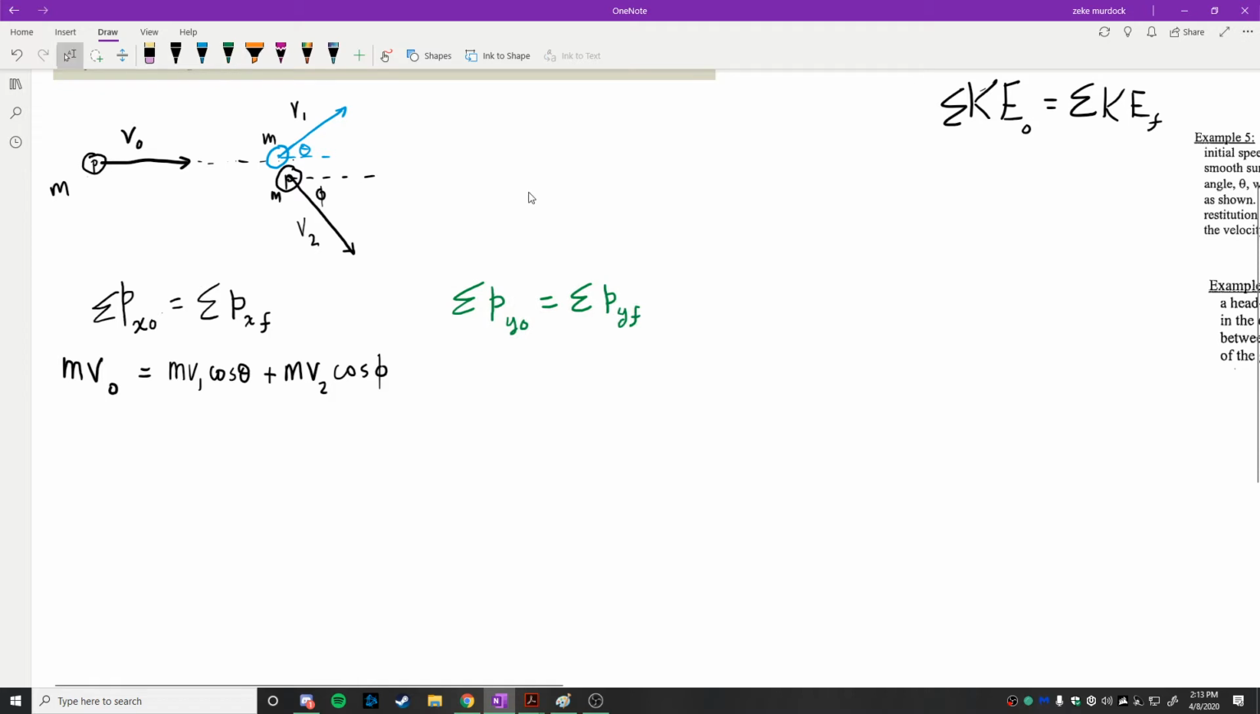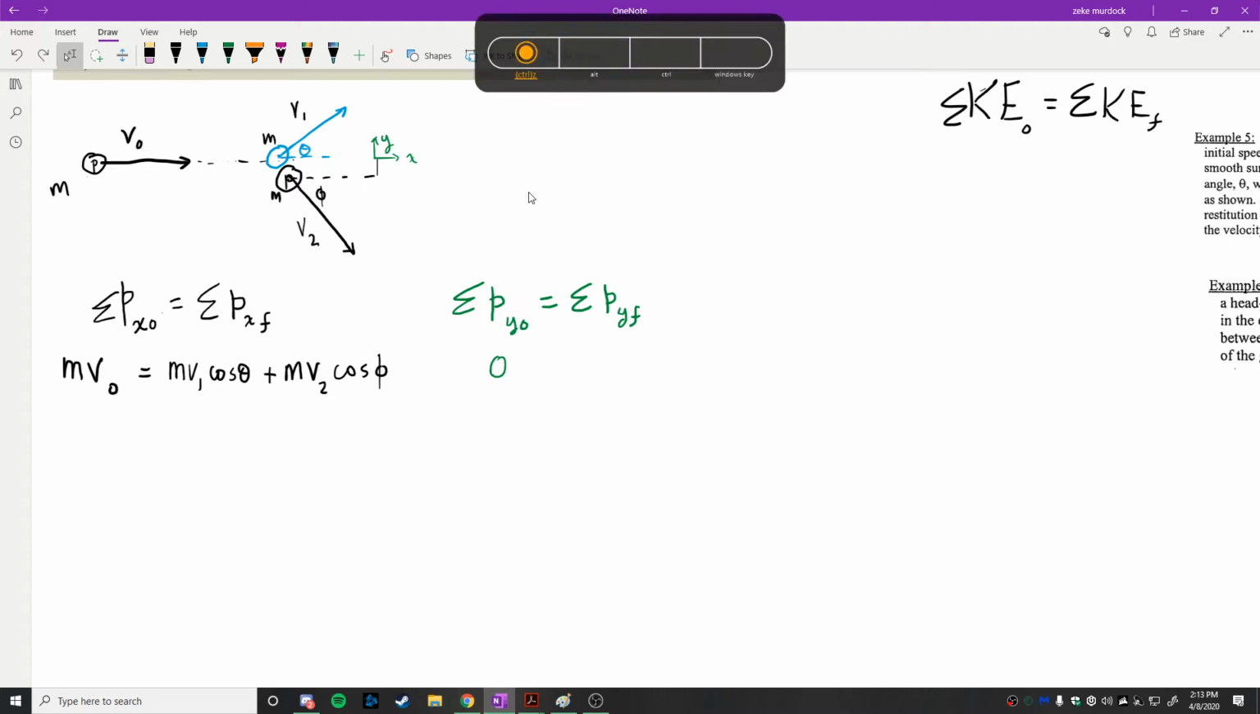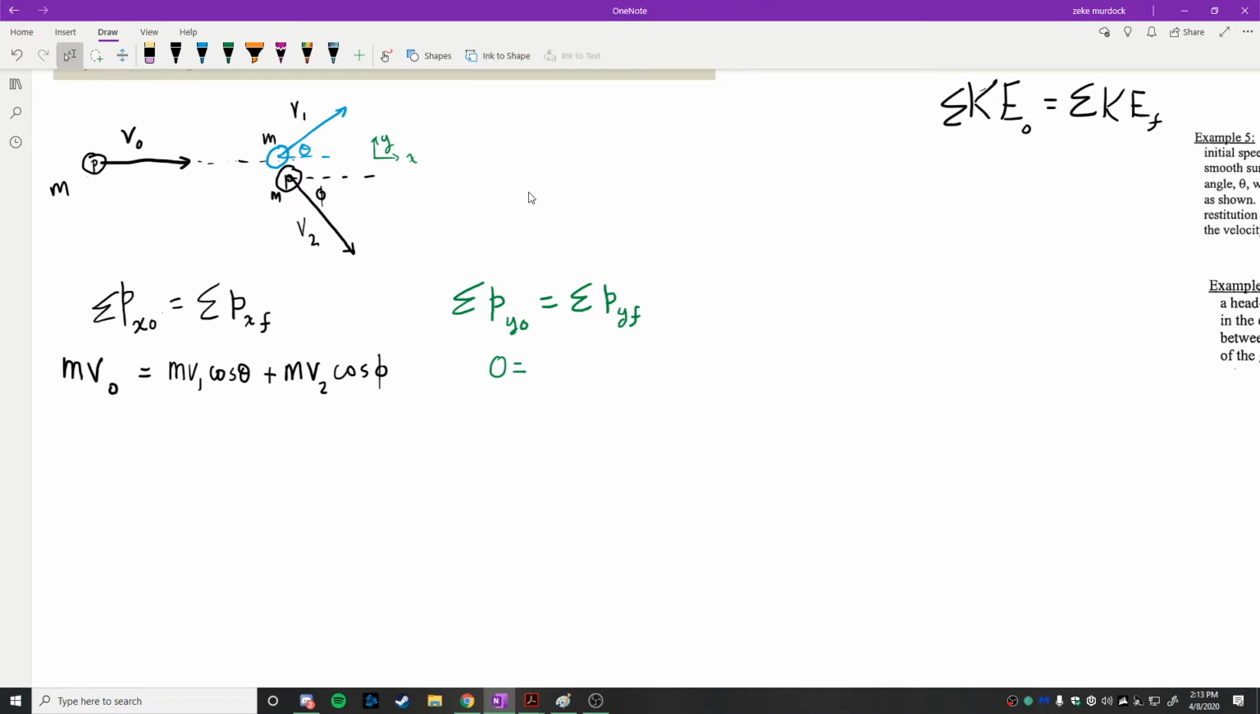Okay, what about this one then? What's the initial momentum in the y direction? 0, because, well, basically I didn't say it, but we're making this the x direction, right? We're making that the y direction. Okay, so 0 equals, and then the final momentum is going to be something like this too, right? So it's going to be m v1, but we just put sine theta in here, and then plus m v2, and then sine phi.